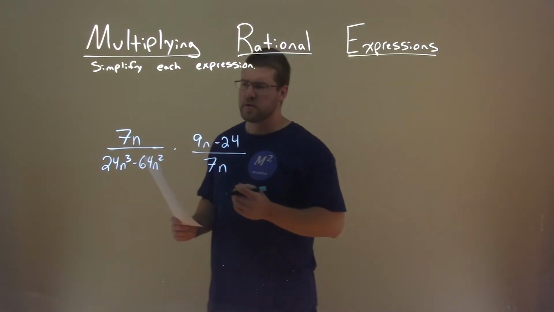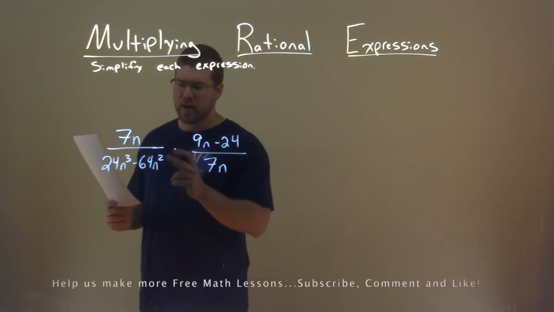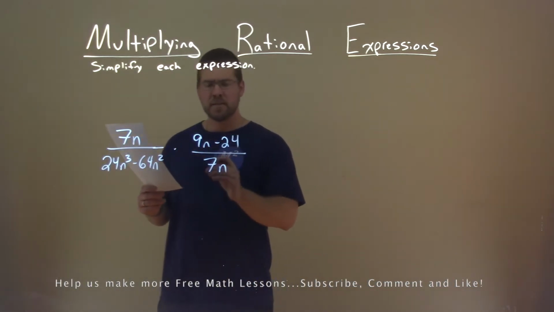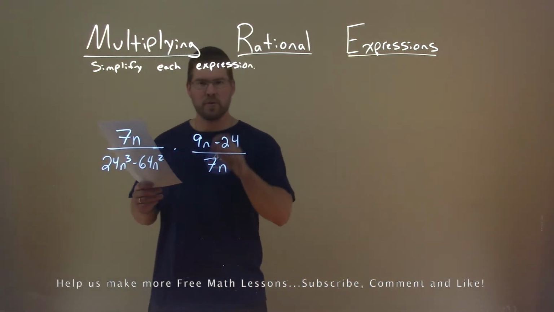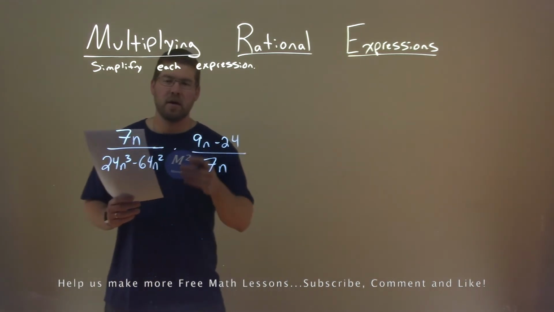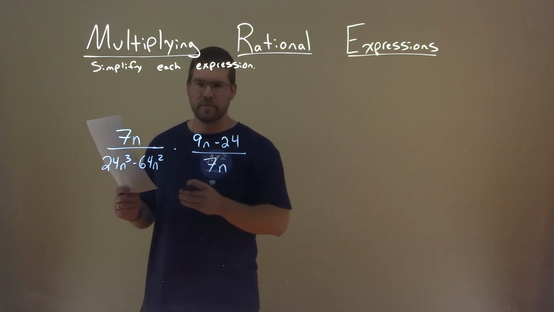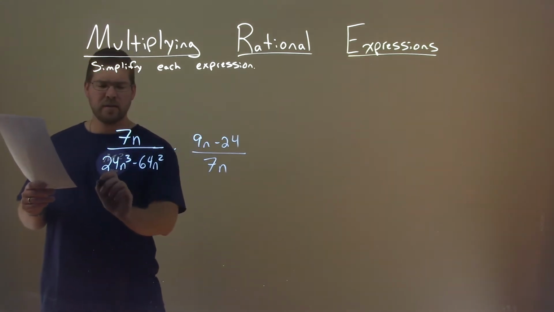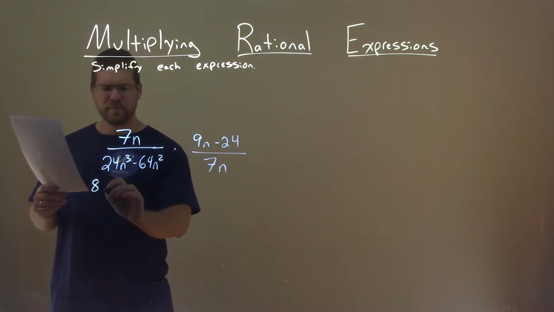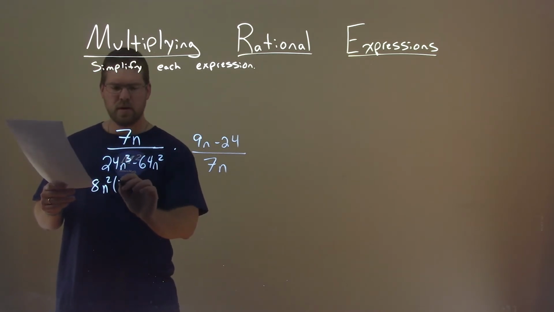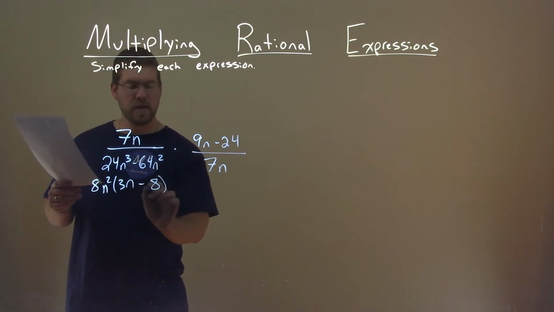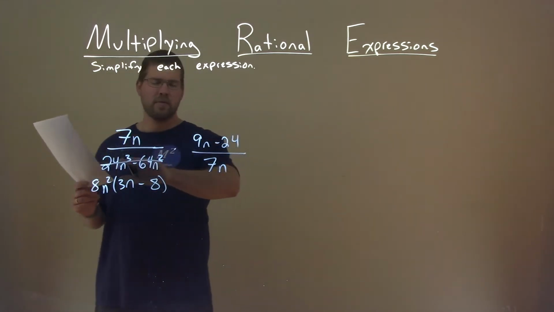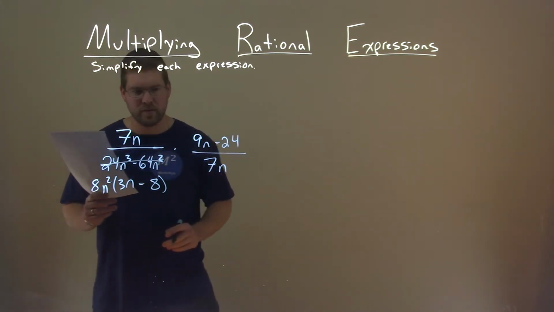We're given this expression right here. 7n divided by 24n to the third power minus 64n squared times 9n minus 24 divided by 7n. But we want to simplify this expression. Well, the denominator here, I can pull out an 8 and I can pull out an n squared. And so what am I left with? Well, that's a 3n minus 8. So I'm going to cross that out and put this in place of it.